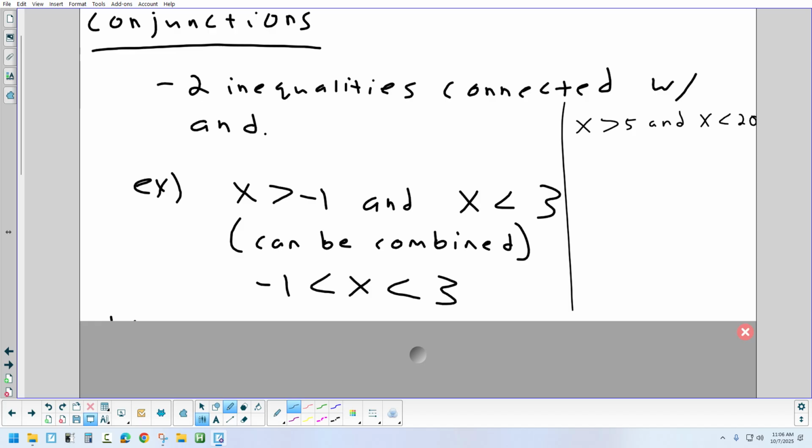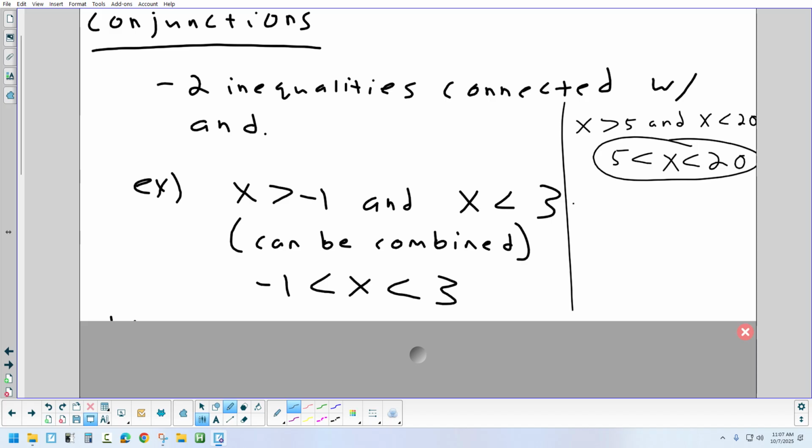When we combine it, where is the x going to go? Yep. In the middle. Yep, x in the middle. What number would go on the left? Yep. 5. Number on the right? Yep, 20. And both my inequality symbols are going to point towards what number? Yeah, they're both going to point to the left, towards the 5. There you go.